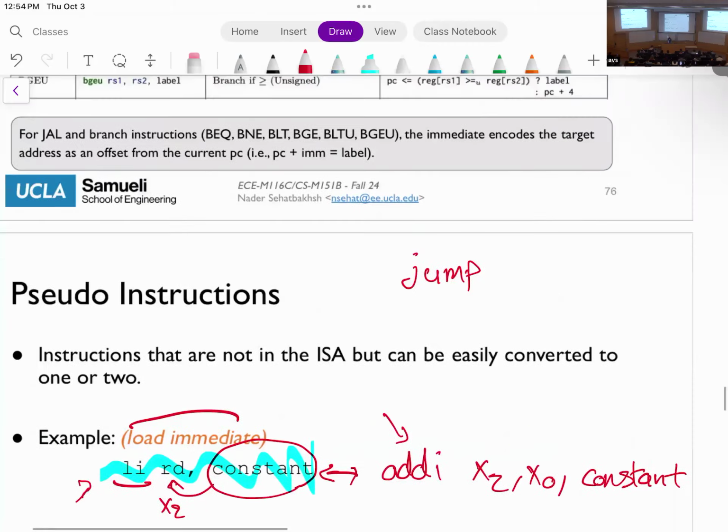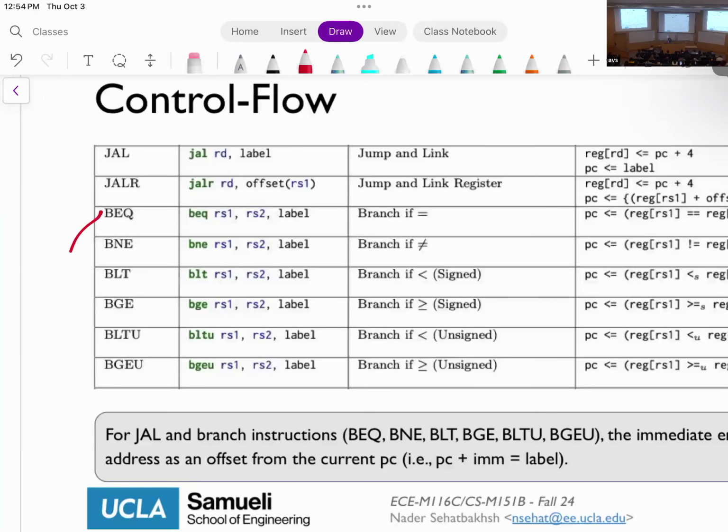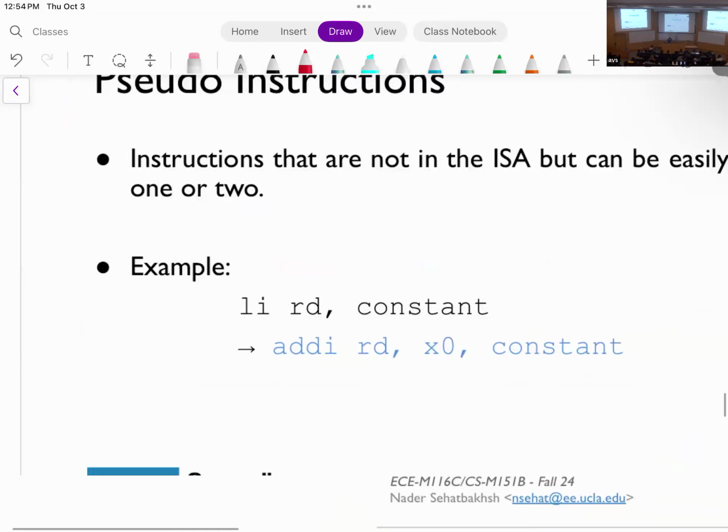For example, another thing that you notice is that we only have 6 different branches, but what if we want to do greater, not greater equal? So what should we do? You actually can build a greater with greater equal and other things. So you can build other things, which we call pseudo instructions, based on your current instructions, okay?